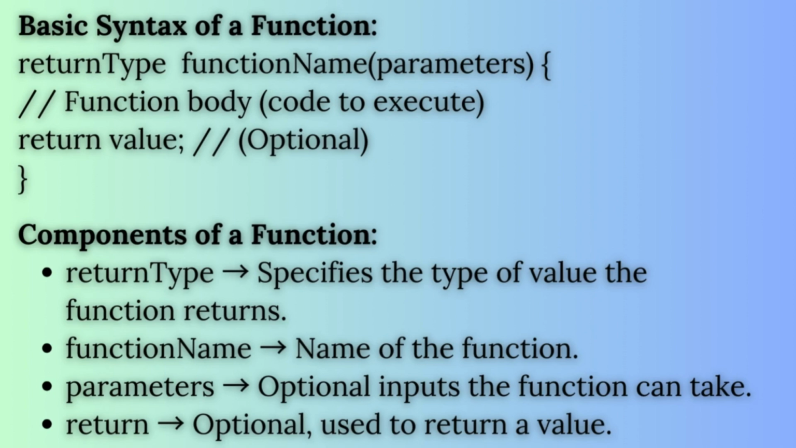Function name. This is the name of the function, which we use to call and run it. Parameters. These are optional inputs that we can pass to the function for it to work with. Return statement. This is also optional. It allows the function to send back a result after performing its task.